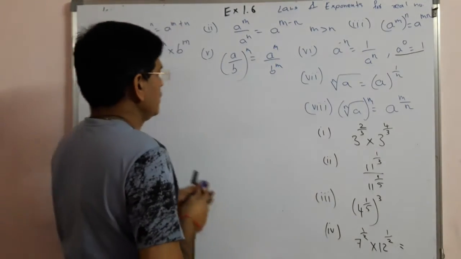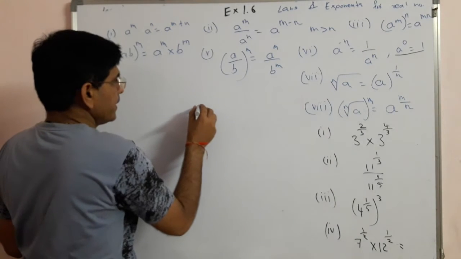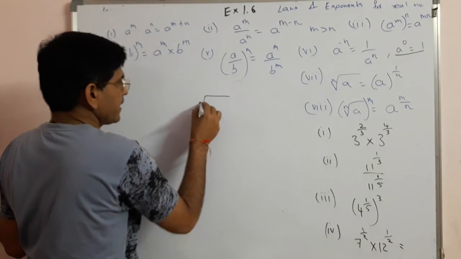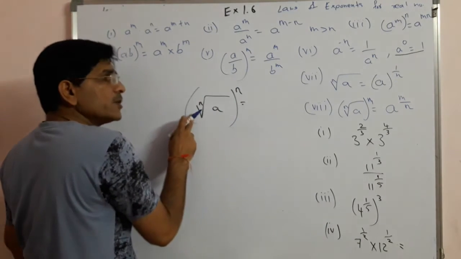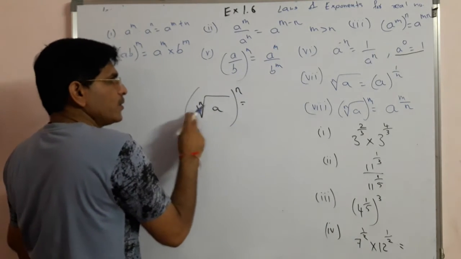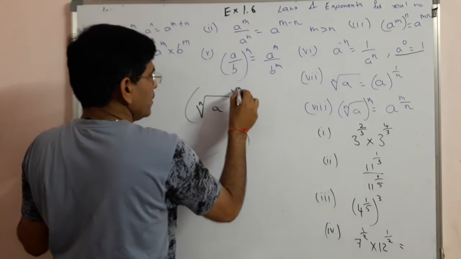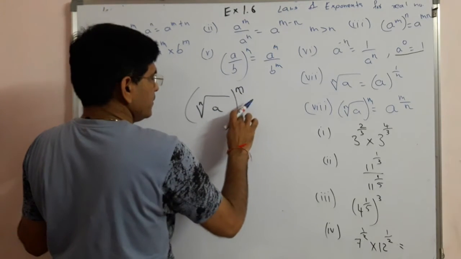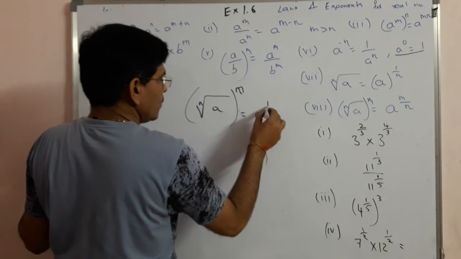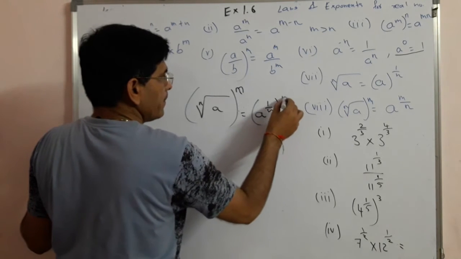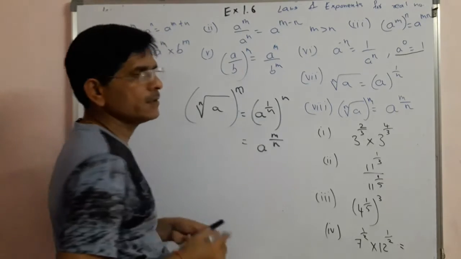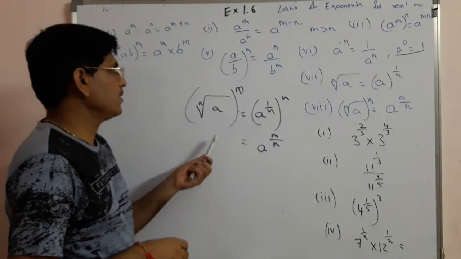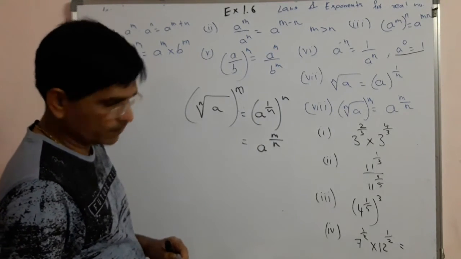Now the last question is like that. a to the power 1 upon n is the nth root. So first of all, what do I have to write? a to the power 1 upon n, then to the power m. If I open the bracket, it is a to the power m upon n. So these are all the most important sums.